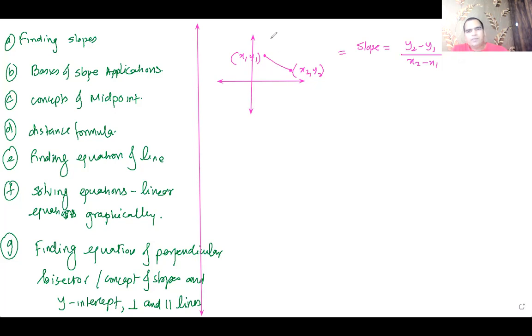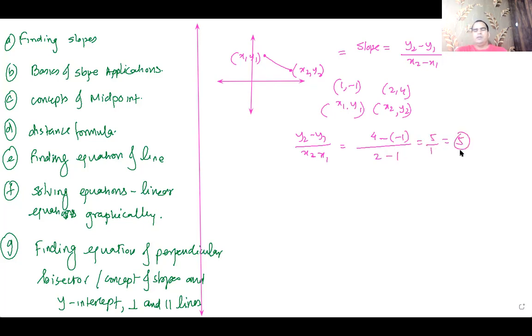So for example, if this point is (1, -1) and the second point is (2, 4), I can take this as x1 and y1 and this as x2 and y2. The slope is going to be y2 minus y1 over x2 minus x1. Now this is going to be 4 minus -1 over 2 minus 1. That's going to be 5 over 1, which is 5. So the slope of this line, in this case, is 5. Obviously, this is not to scale, but this is the general way of finding the slope.